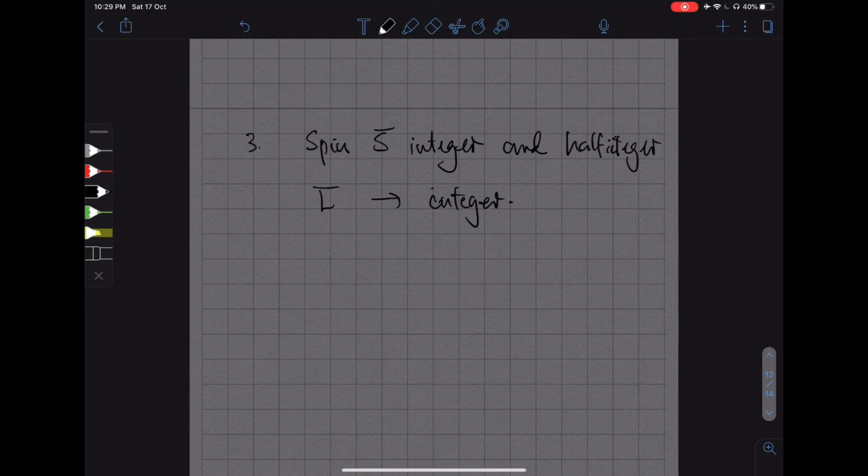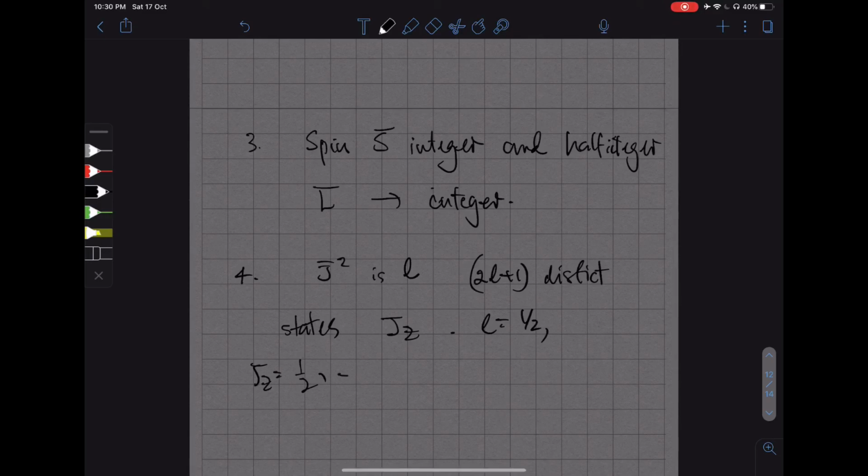So number 4 is that, given that the J squared value is determined by L, we can have 2L plus 1 distinct states corresponding to the Jz eigenvalue. So for example, if L is half, then we can have, say, spin half for Jz or minus spin half.